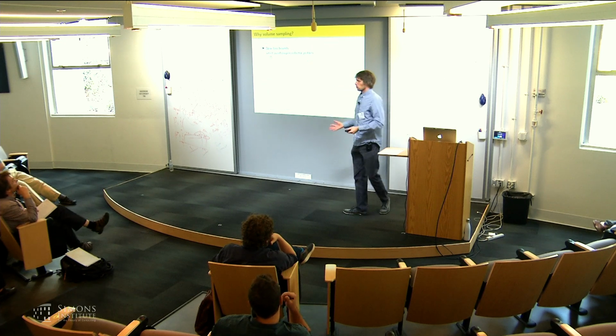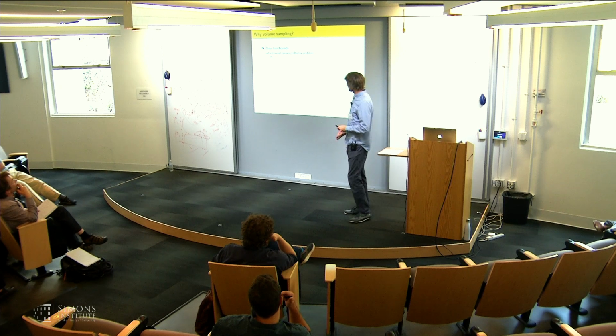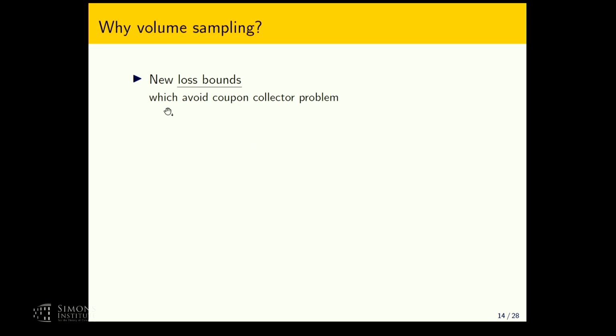So why should we be interested in volume sampling? Like I said, you have some new loss bounds which avoid the coupon collector problem. It's curious that you get an exact expectation formula there. If you look at it more carefully, it turns out there's a whole family of matrix identities related to volume sampling that show up there.